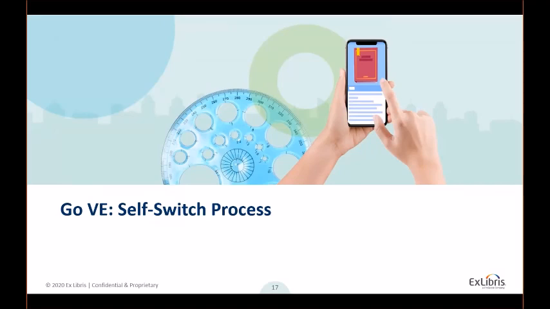And which is very important, during the process the customer gains knowledge about the Primo VE tools and capabilities. So at the end of the process of configuring and setting up Primo VE, the customer is an expert in Primo VE. In Go VE, the self-switch process contains 4 main steps.